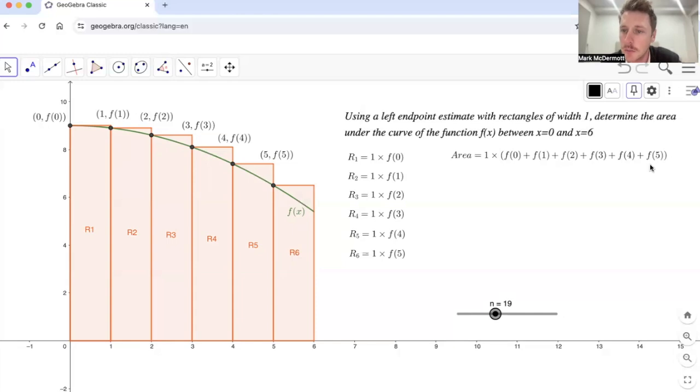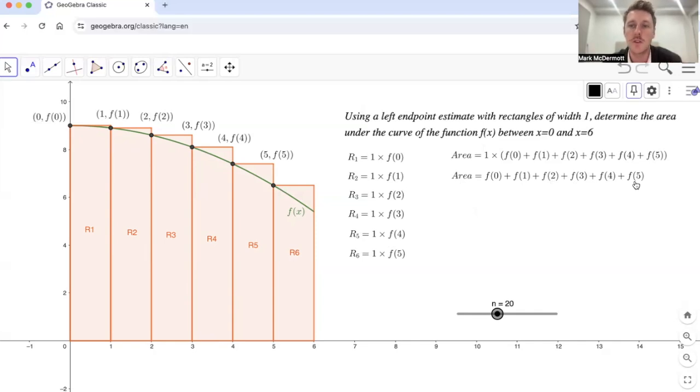Now, because we did a left endpoint estimate, we don't go all the way up to f of 6, and hopefully you can see why. We're going to this point here. We're only going to x equaling 5. That's going to be the left endpoint of our final rectangle. And we can simplify this last part here. 1 times anything is just itself. So to answer this question, the area underneath this function between 0 and 6 is f of 0 plus f of 1 plus f of 2 plus f of 3 plus f of 4 plus f of 5. And that's what we call doing a left endpoint estimate.